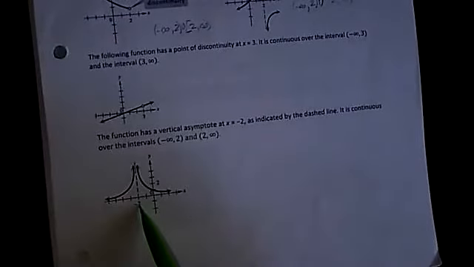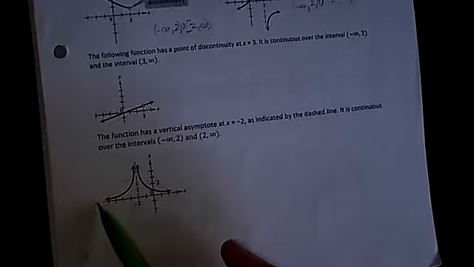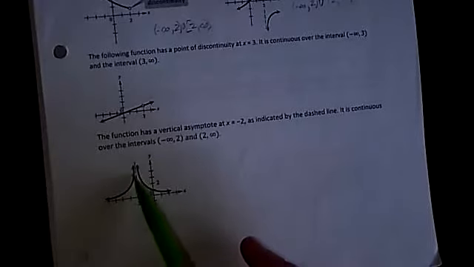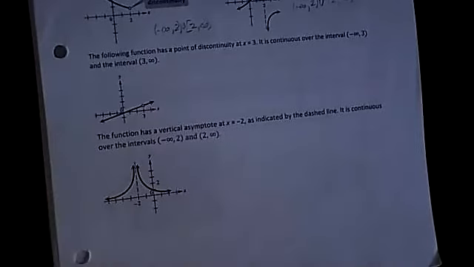Down here, we have an asymptote at x equals negative 2. So we're continuous from negative infinity to negative 2, right here, and then from negative 2 to positive infinity. So it's just writing those domains. So that's continuous and discontinuity.